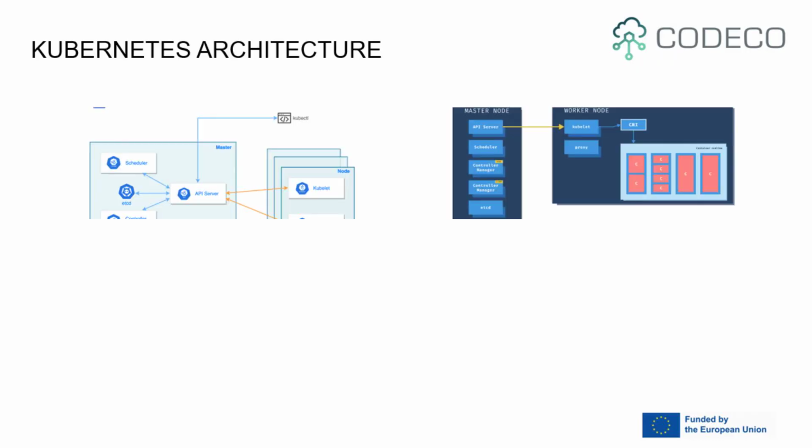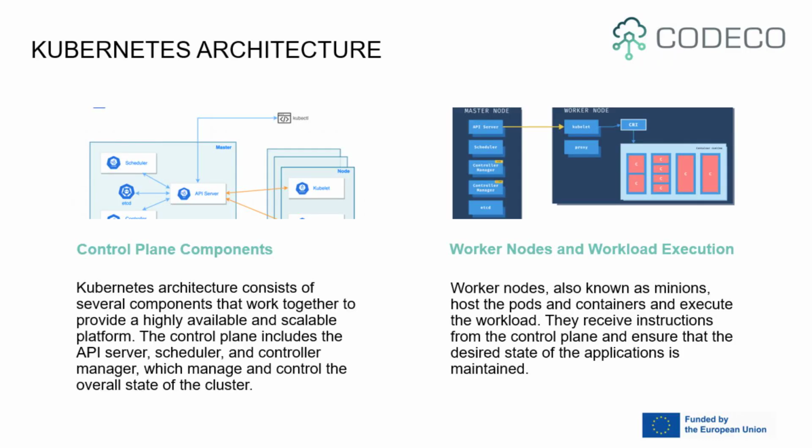The Kubernetes architecture consists of several components that work together to provide a highly available and scalable platform. The control plane, which includes the API server, scheduler, and controller manager, manages and controls the overall state of the cluster. Worker nodes, also known as minions, host the pods and containers and execute the workload.